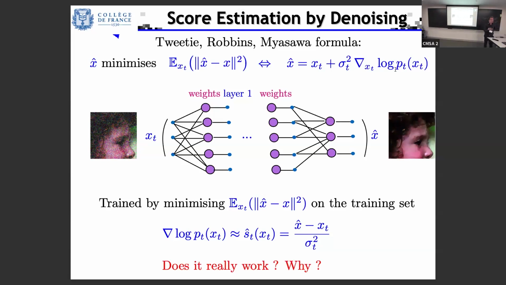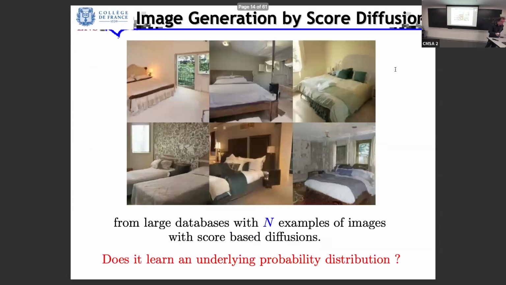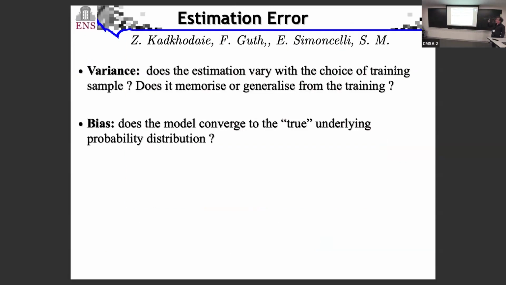And does it work? Why? If you look at images, it's indeed very impressive. These are images of bedrooms, for example. So the question is, again, is it just a memorization or is it really a sampling of a probability distribution? So I'm only here going to look at the problem of variance. I'm only going to look at this question of memorization in this one.